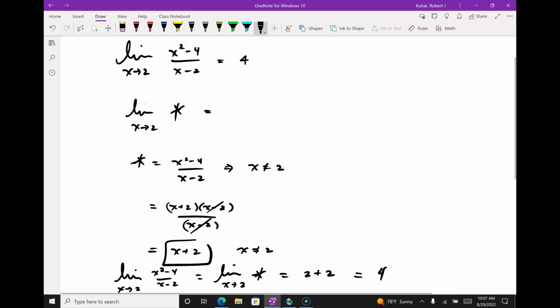And that's just 4. And there it is. There's a couple of subtle little things about the notation. I got my replacement function, called it star. I manipulated it all the way to someplace where I didn't have an issue. I didn't get 0 over 0, right? So if I plug in the 2 here, I get 0. I'm trying to come up with a replacement function. Once I plug into the replacement function, I'm not using the word limit anymore.